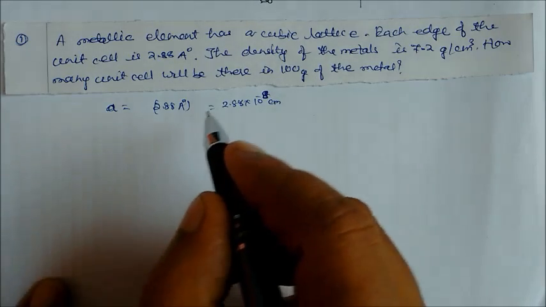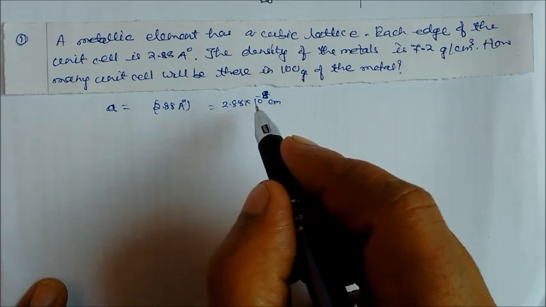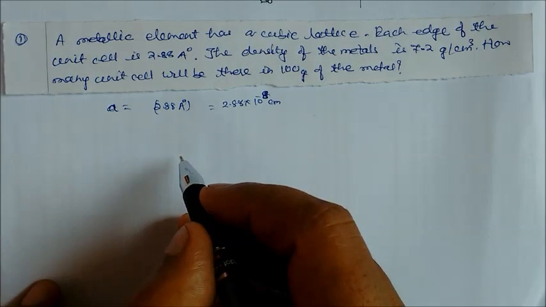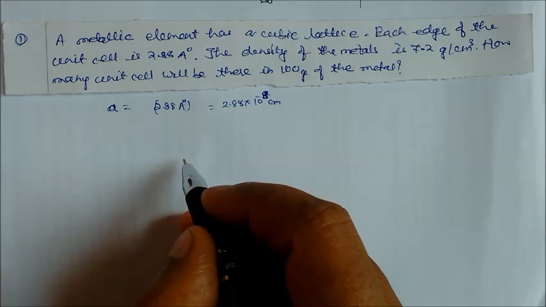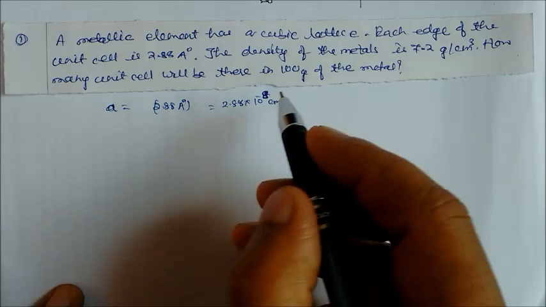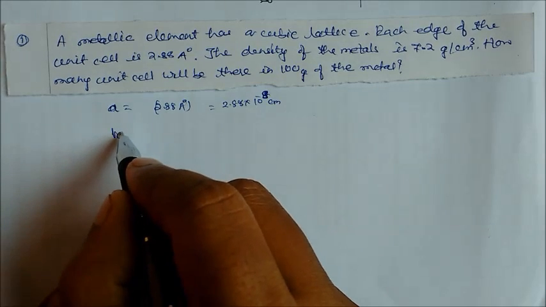Again, the volume of 100 gram of metal. The density is given per centimeter cube, so 1 gram is this much volume. We have to find how many unit cells will be there in 100 gram of metal. So again, volume is mass by density. The mass is given here as 100 gram and the density is 7.2 gram per centimeter cube. So the volume of 100 gram will be how much?